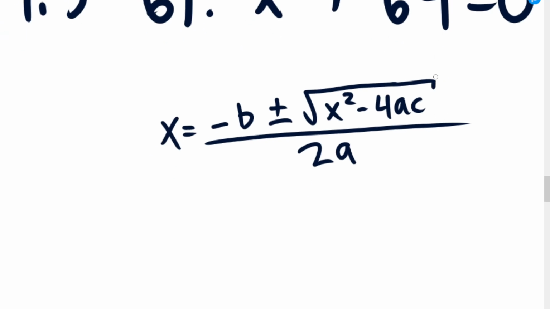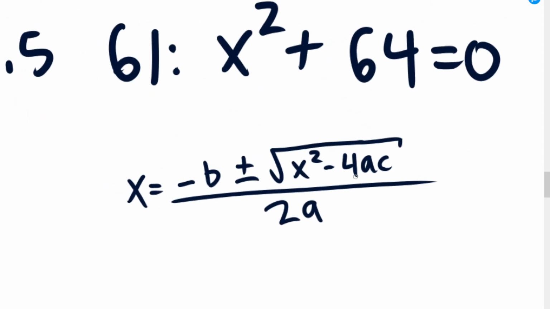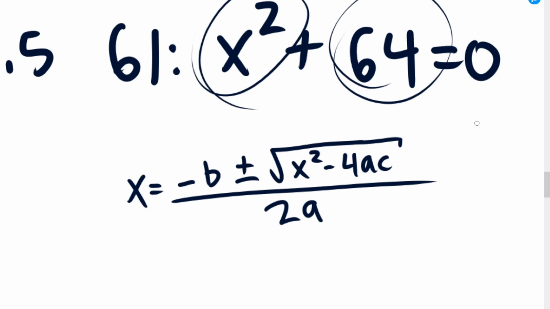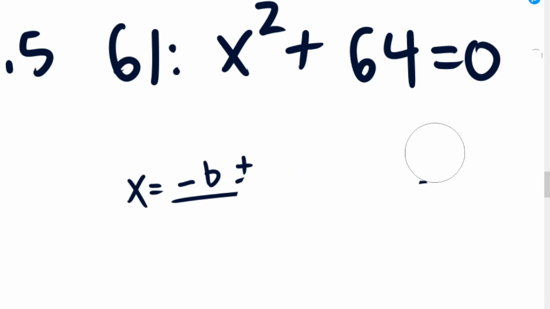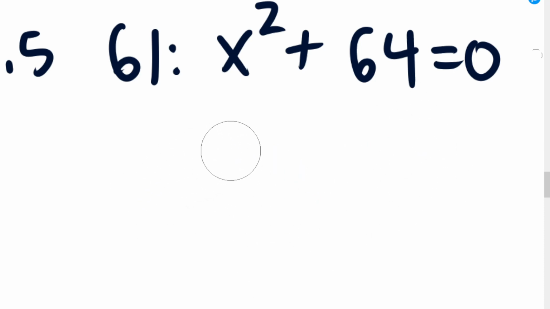And so what we need to do is identify what our A, B, and C are. So this is our A, this is our C. We don't have a B in this problem, which makes things harder. Actually, now hold on, there's an easier way. We actually don't need to use the quadratic formula, because that's usually good if we have a B, but it's actually easier if we just solve it normally.